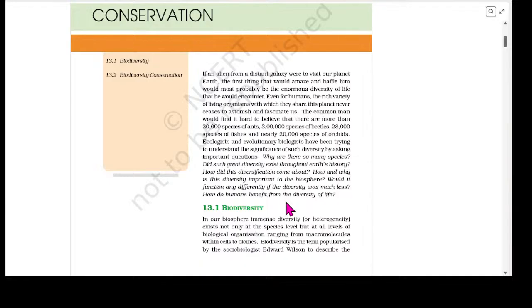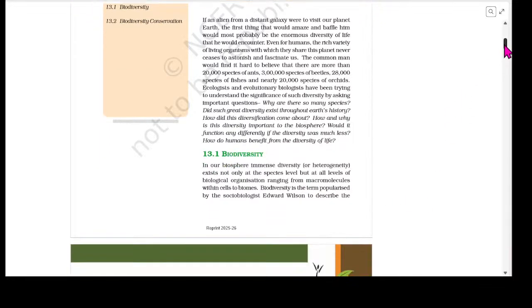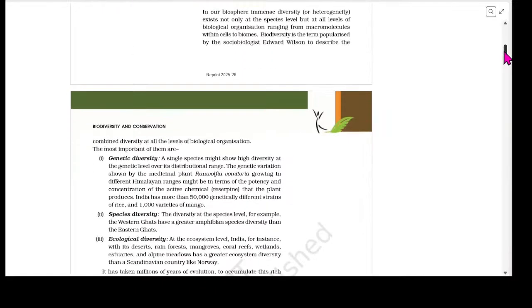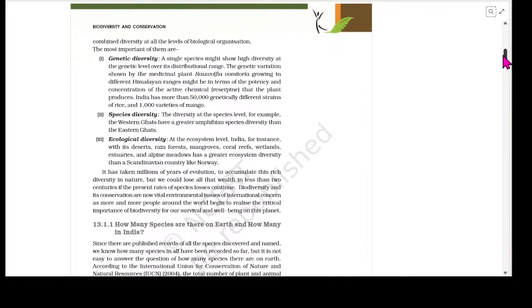First topic is biodiversity. In our biosphere, immense diversity exists not only at the species level but at all the levels of biological organization, ranging from macromolecules within cells to biomes. Biodiversity is the term popularized by sociobiologist Edward Wilson to describe combined diversity at all the levels of biological organization.